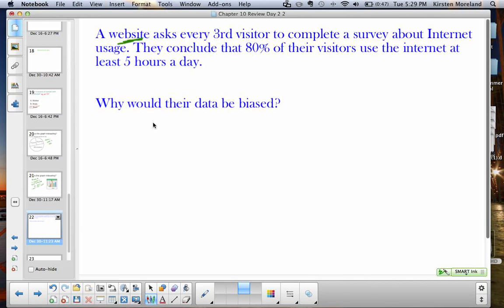So they should have asked people in a different method, such as by phone or in person, because there are likely to be people out there that don't use the internet. I know that you guys don't think that's probably true, but there are still people out there that do not use the internet. So they cannot ask a survey about internet usage through the internet because it will be skewed.